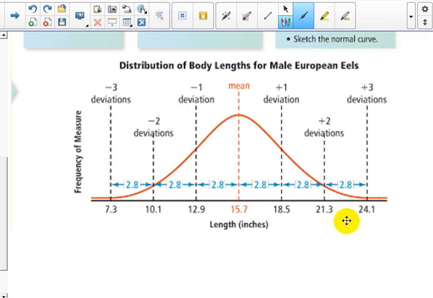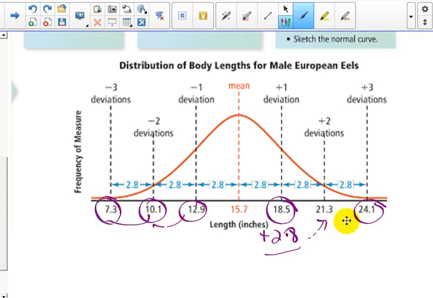So from that we can calculate that the standard deviation is 2.8. If we carry that on out, then to go to the second deviation, you're going to subtract 2.8 from that, and you're going to get 21.3. Subtract 2.8 from that, and you get... add to the right, you're adding 21.3, add 2.8, you get 24.1. Going to the left, we subtract 2.8 to get 10.1 and 7.3.